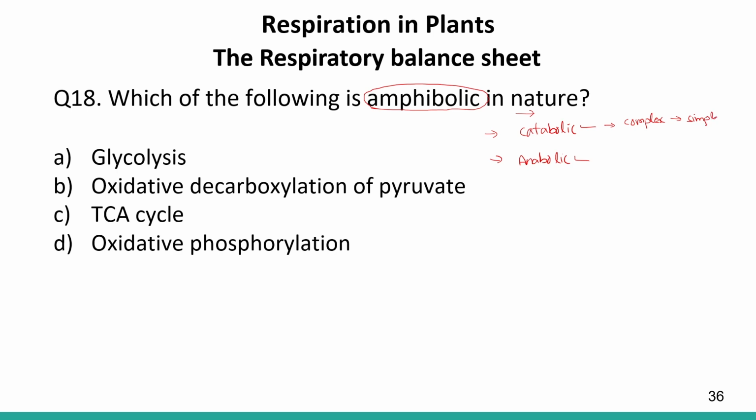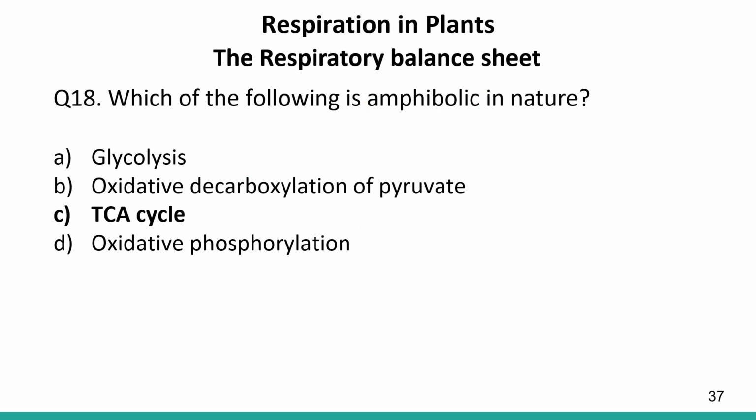Catabolism means breakdown of complex organic material into simpler ones, whereas an anabolic pathway is formation of complex organic compounds from simple compounds. Here in catabolism there is a breakdown. Here they are asking which of the following is amphibolic in nature. The options are glycolysis, oxidative decarboxylation of pyruvate, TCA cycle, and oxidative phosphorylation.